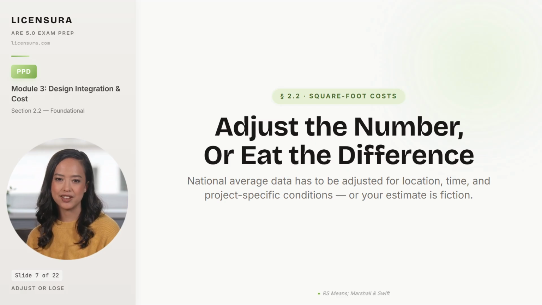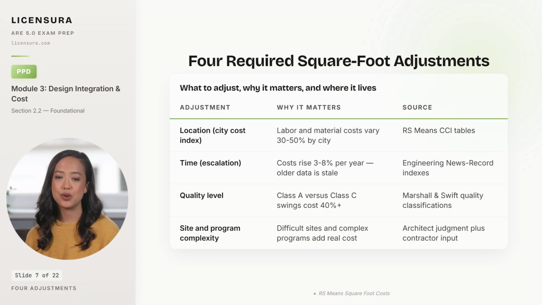Square foot data must be adjusted for location with the city cost index, adjusted for time with escalation factors, and adjusted for project-specific conditions like site difficulty, quality level, and program complexity. If you skip the adjustments, your estimate is fiction, and you will personally absorb the gap. Let me walk you through the 4 adjustment categories every honest square foot estimate has to apply.